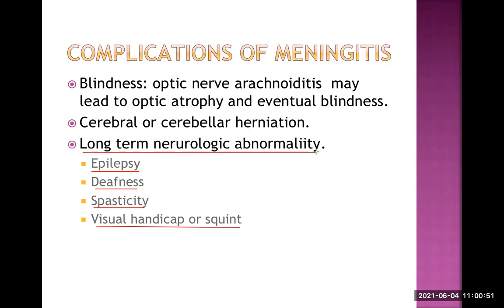So what is the lesson learned? If we can diagnose meningitis in time and treat the patient quickly, we can avoid most of this neurological abnormality. But even with good or proper treatment, sometimes the neurological abnormality cannot be avoided because there is a 10% chance of mortality and neurological sequelae after a case of bacterial meningitis. So this is a very serious disease.